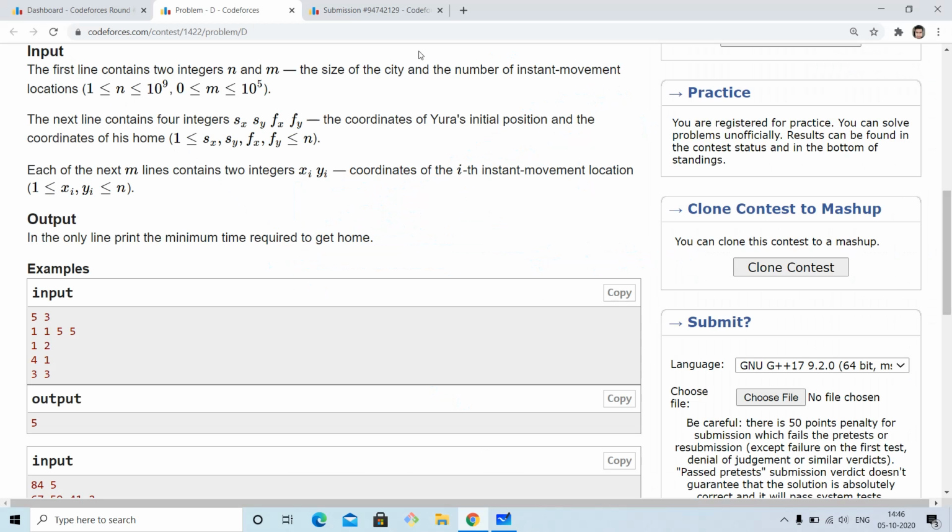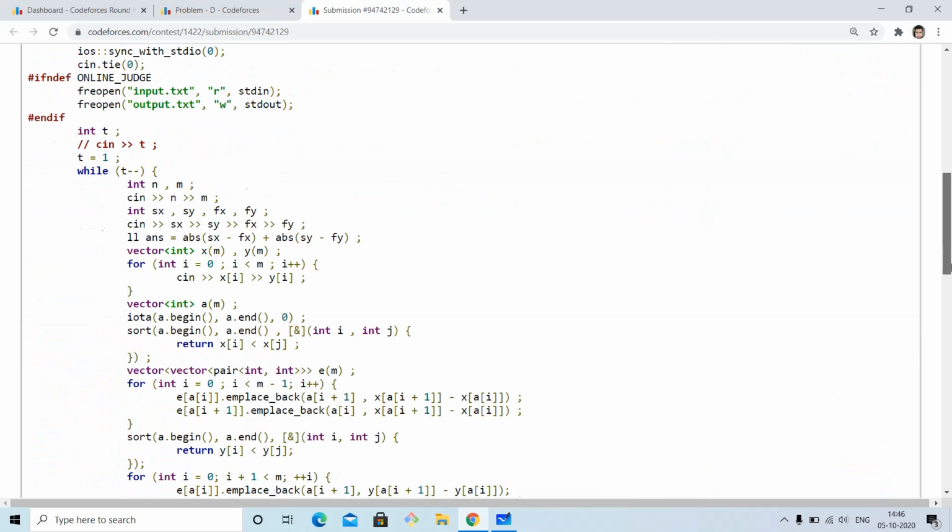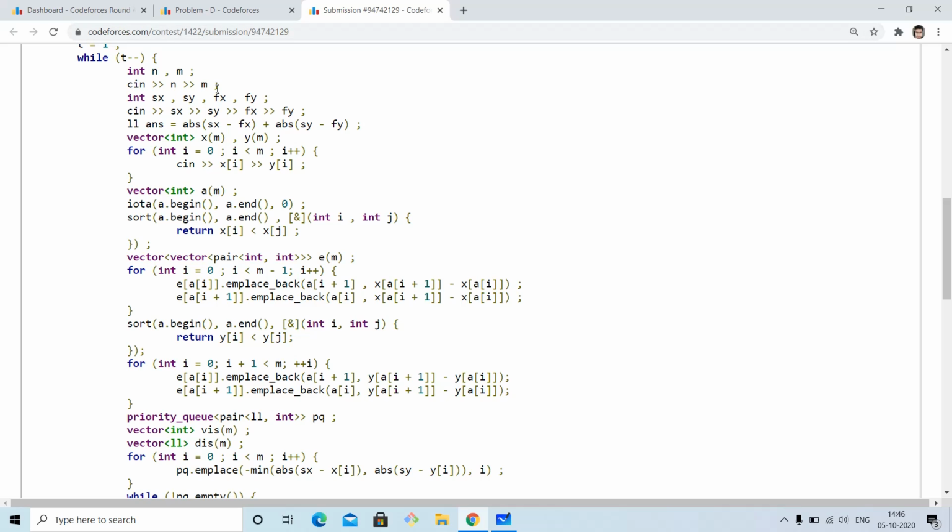So in the code, what we are doing is, first of all, we are inputting our N and M, and then we are inputting the source and the destination, and then we are initializing our answer to the Manhattan distance between the source and the destination, and then we are having the vector of x and y coordinates.